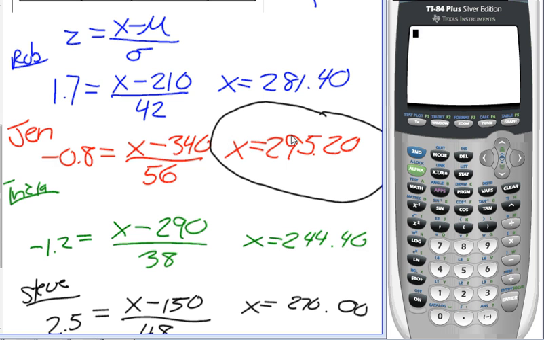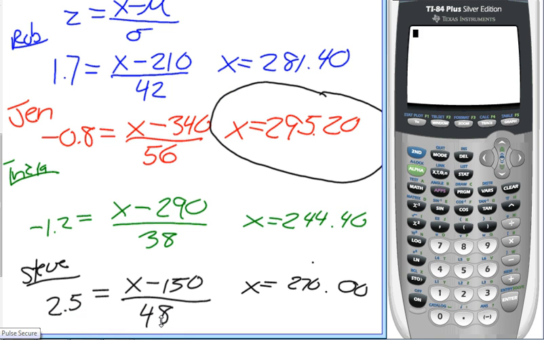So quick refresher to you on how I solved these for x. I basically took the one, like for Rob, I took the 1.7 times 42 and then added 210. Jen's was negative 0.8 times 56 plus 340. Trisha's was negative 1.2 times 38 plus 290. And Steve's was 2.5 times 48 plus 150.